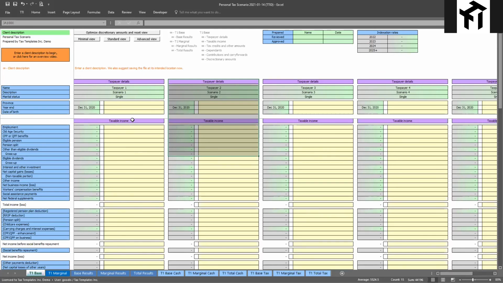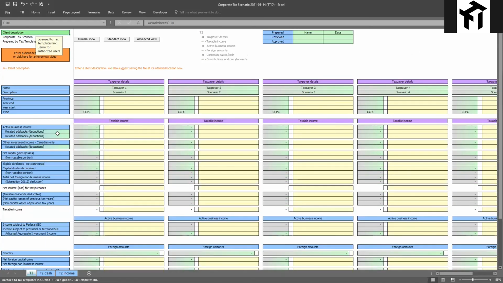So the worksheet that we discussed on Wednesday, and for anyone who wasn't able to attend the webinar, it is available on our YouTube channel or at taxtemplates.ca/media. That will be very helpful because we're not going to go into that type of detail when we look through salary versus dividend. So just be mindful that you're going to see the exact same pieces of personal tax scenario and the same pieces as corporate tax scenario in the worksheet we review today.